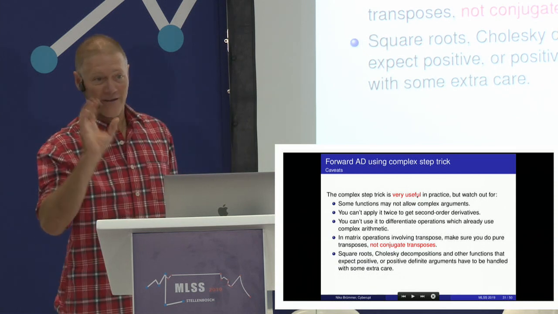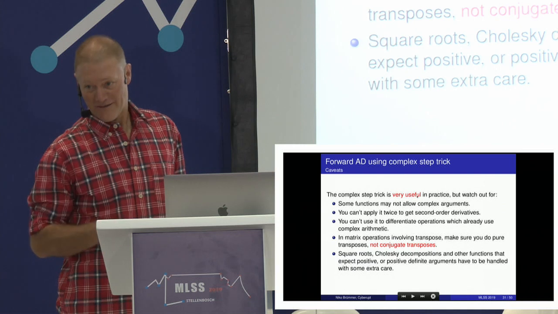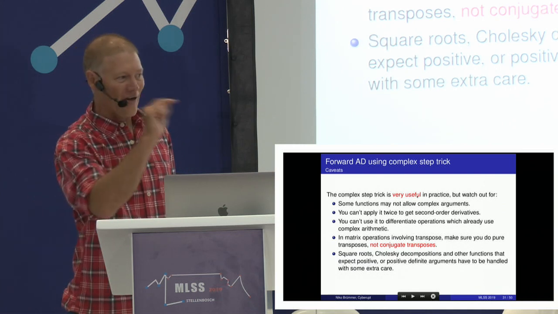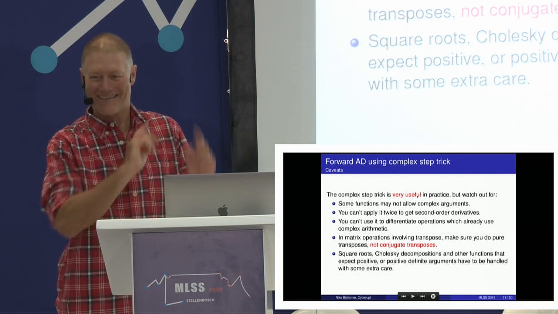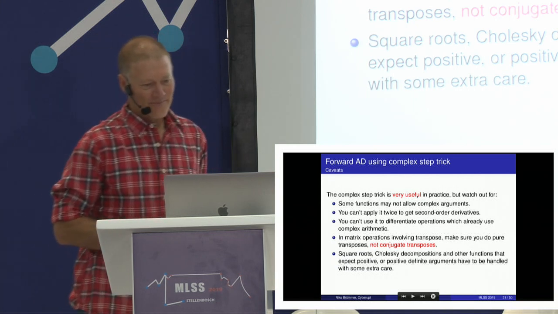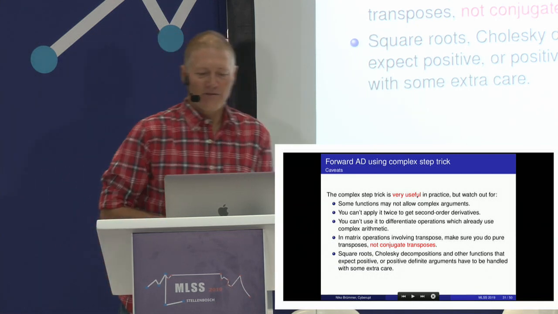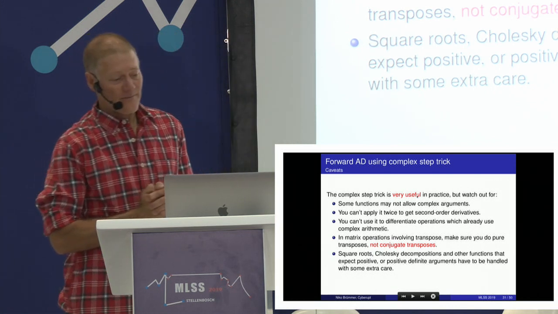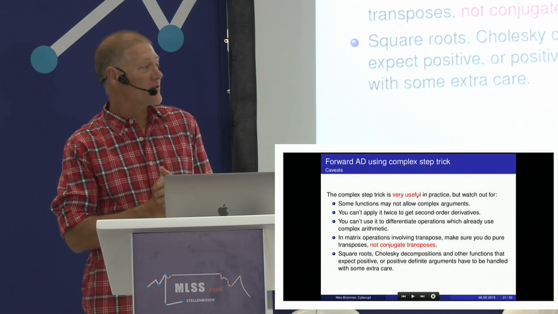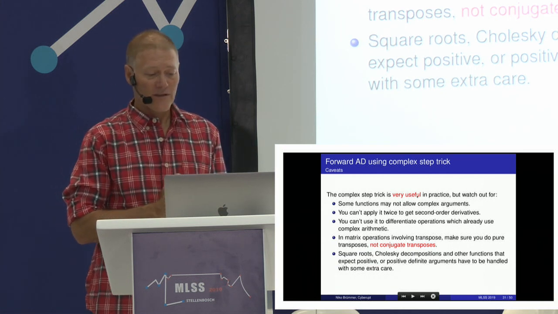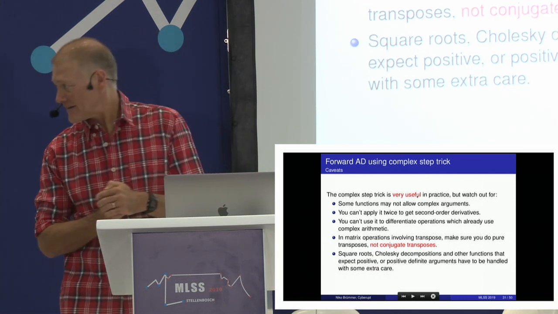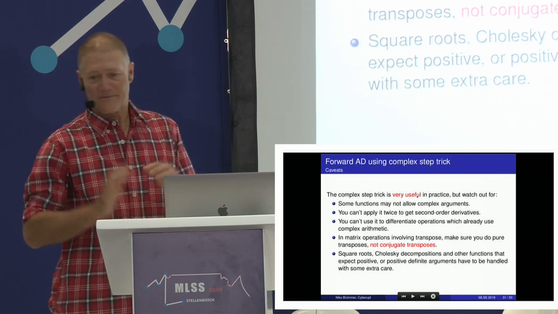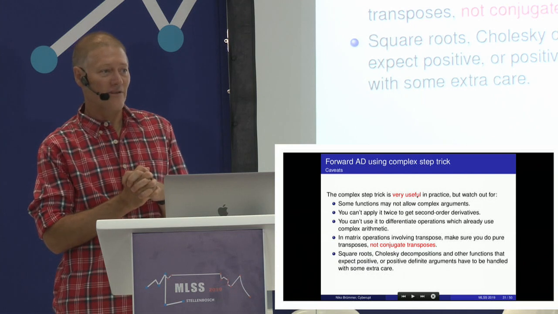So if you're doing real calculations, that doesn't matter. But if you're doing this, you have to add a star prime to tell it this is the one you mean. And then if you're doing square roots or Cholesky decompositions and other functions that expect positive or positive definite arguments, you need some extra care. There's more to be said of how to do differentiation through those things.